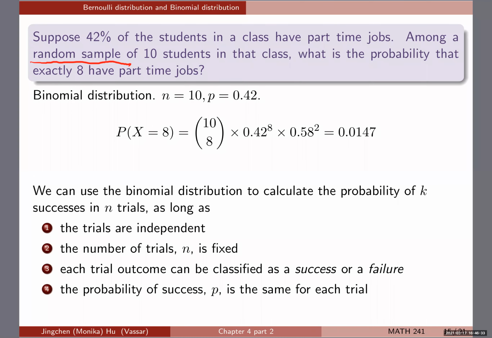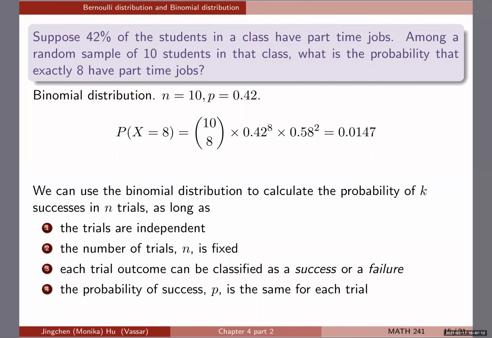The fourth one is, okay, the probability of success p is the same for each trial. Again, the question starts with saying that suppose 42% of the students in the class have part-time jobs. So if you randomly select a student, the chance that that student has a part-time job is 42%. In that case, I think all of these are satisfied. So we're able to use the binomial result to do this calculation, but I would say that every time before we do that, we should make sure that all of the 4 conditions are satisfied in order to use the binomial result. Okay.